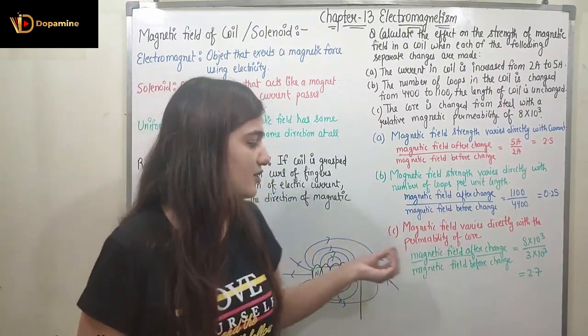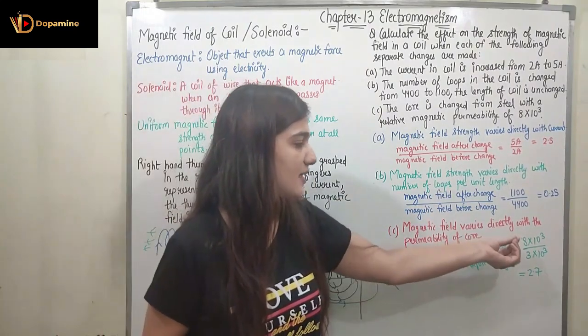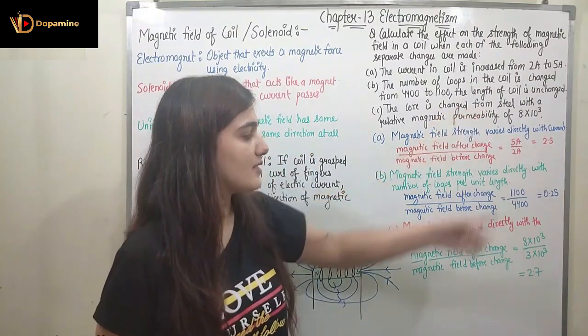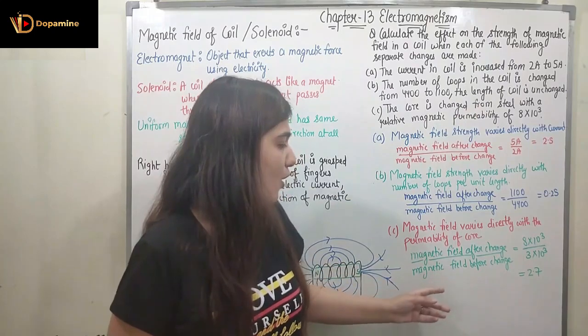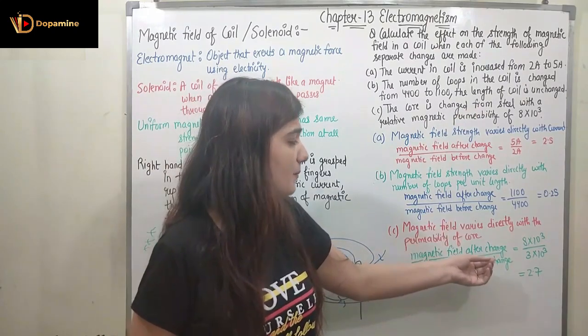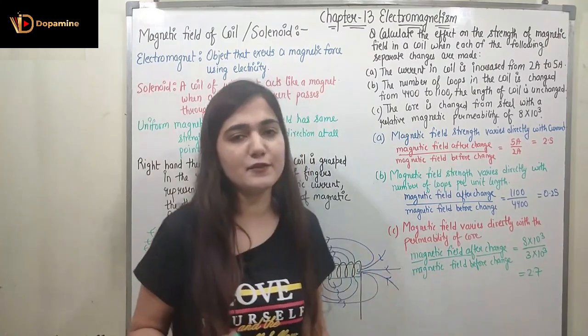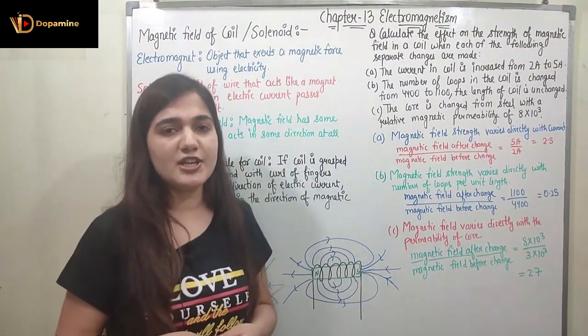Now coming to the last part. The magnetic field varies directly with the permeability of the core. So the magnetic field after change upon the magnetic field before change is 8 × 10^3, which is given as the permeability of the steel, upon the permeability of the initial material, which is 3 × 10^3, which was iron. So it is equal to 2.7. This is how we can calculate the change in the magnetic field.